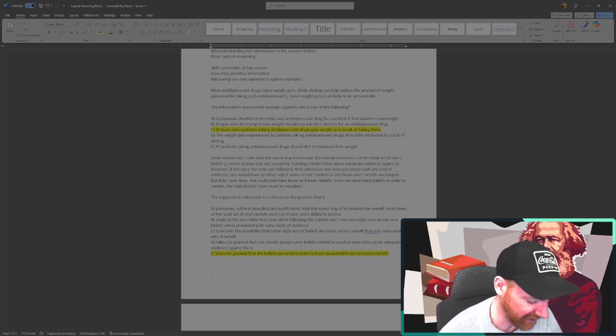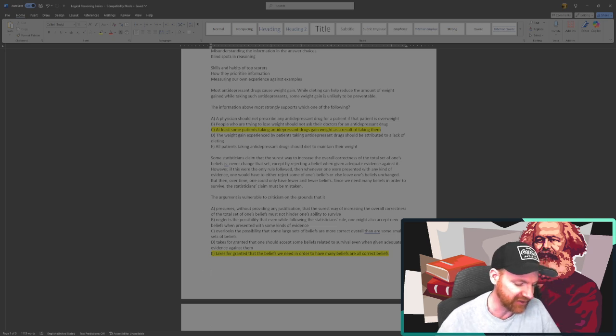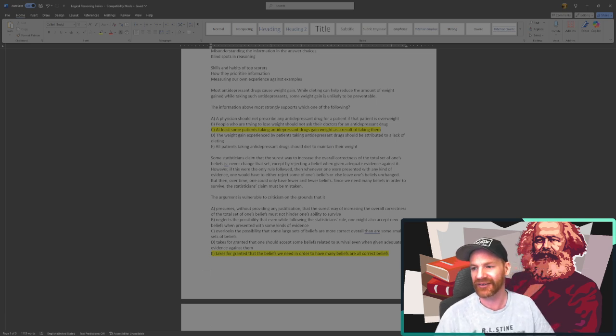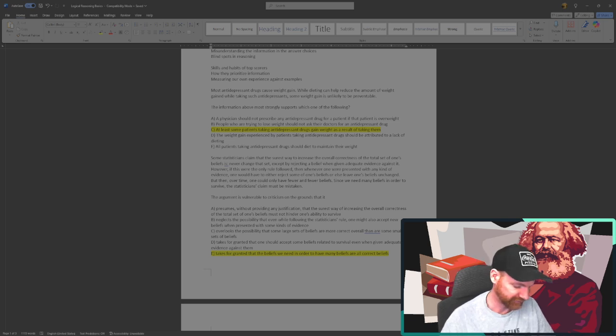Anyway, I've only got C. Let's make sure I can justify it. Most drugs cause weight gain, and some of this weight gain is unlikely to be preventable. So yes, it does seem that at least some patients taking the drugs gain weight as a result of them. C is correct. Yes, that's exactly what I thought also. It looks like I got question two wrong though.